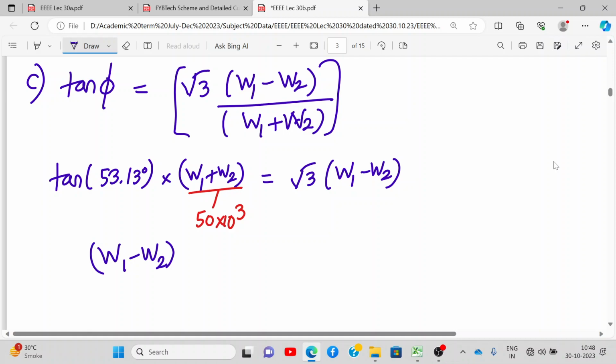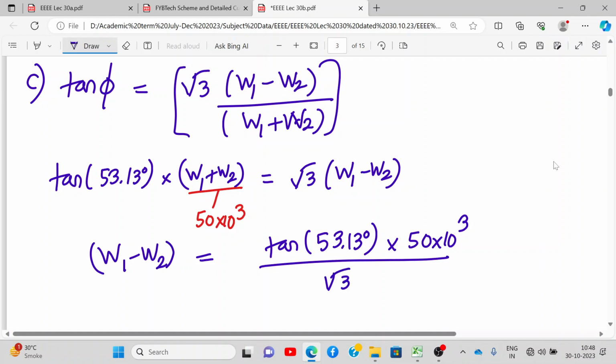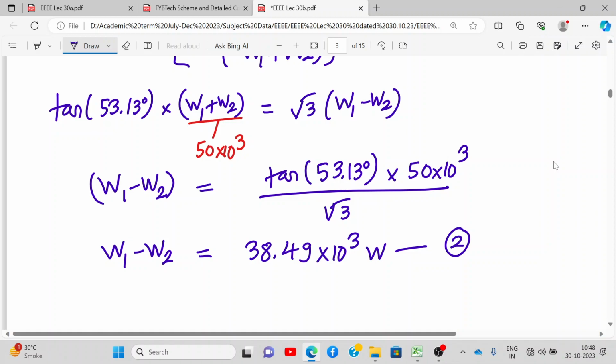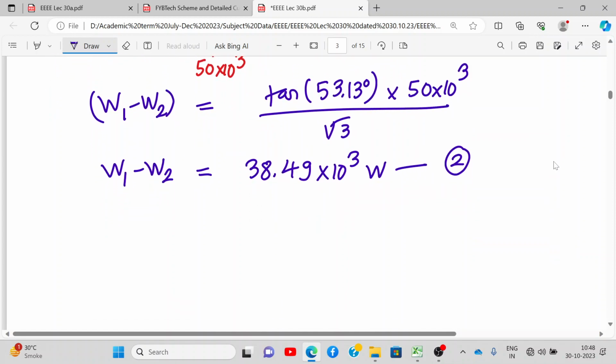So from here calculate W1 minus W2, which will be tan of 53.13 degrees into 50 into 10 raised to 3 divided by root 3. So tell me this number. Is it 38.49 kilowatts? Yes. Got the value? Now we have W1 plus W2 is 50K and W1 minus W2 is 38.49. How do we calculate next now?